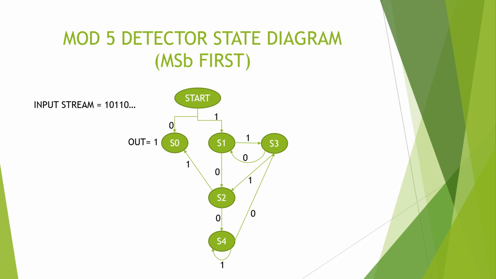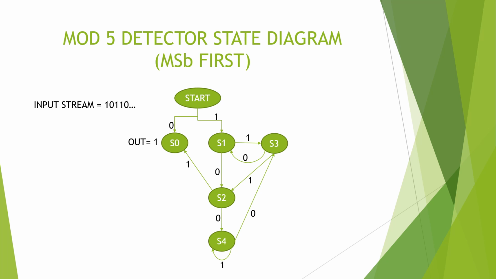Similarly from S2, if you get a bit 1, that means you multiply by 2 and add 1, so S2 will navigate to S0, and if you get a 0, S2 will navigate to S4. So that is the basic concept, to navigate through the remainder values. Similarly, if you are in S4, if you get a 1, you stay in S4, and if you get a 0, you go to S3.